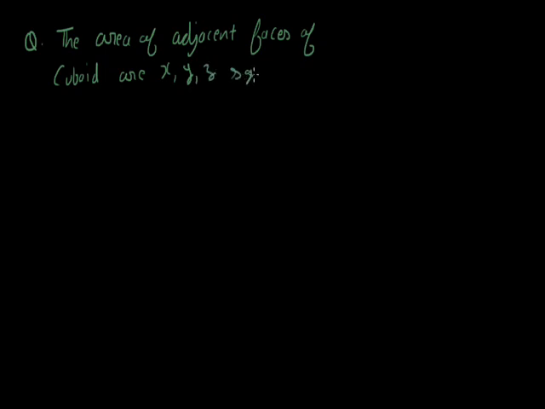The areas of adjacent faces of a cuboid are x, y, z square unit. The areas of the adjacent faces of a cuboid are x, y, z square unit. Then show that the volume is equal to under root of x into y into z.